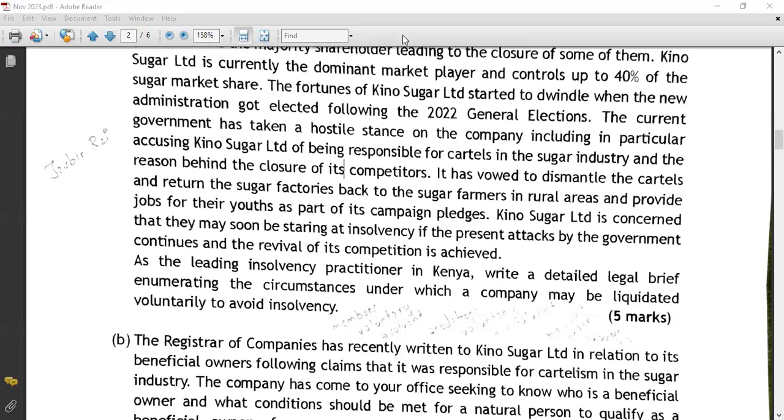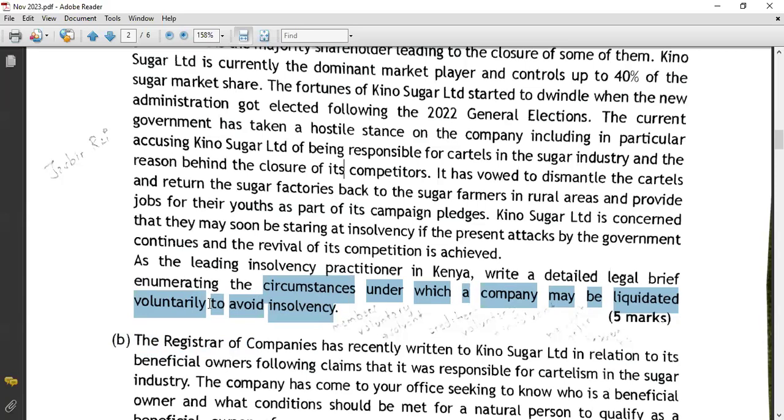That is a very good attempt. This question is very direct. If you look, can you see the question? Yes, I can, Mwalimu. The question is, write a detailed brief on the circumstances under which the company may be liquidated to avoid insolvency, voluntarily. So the keyword here is voluntarily. Unaona?